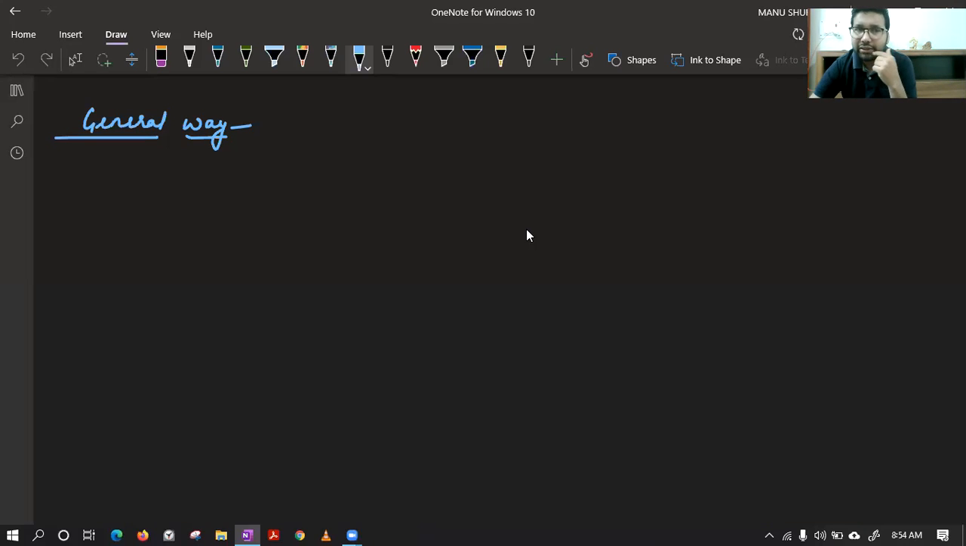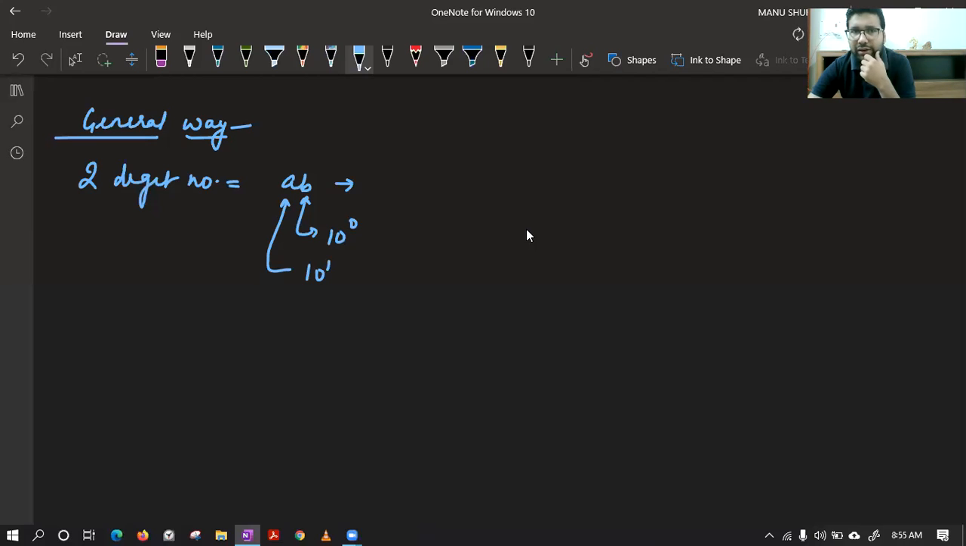Now see the general way. Suppose you have a 2-digit number AB. Tell me, class, how will you write it in the expanded form? You know that the position weight of this is 10 power 0. Position weight of this is 10 power 1. We can write this as 10 into A plus B. Class, is this correct?